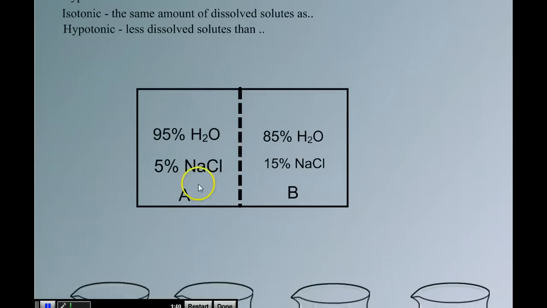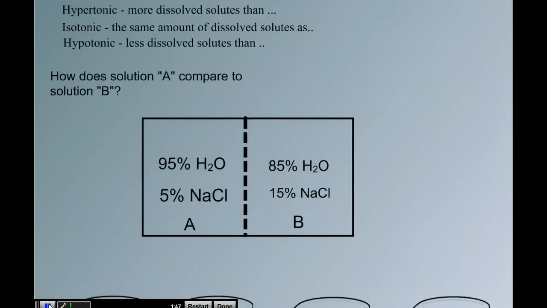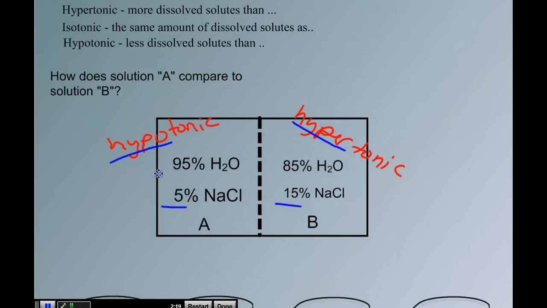So here I have two solutions, solution A and solution B. How do these two solutions compare to each other? We would say that solution A is hypotonic as compared to solution B, and solution B is hypertonic as compared to A. Again, it has to be in comparison. So we'd compare the amounts of dissolved solutes, 5% to 15%. So side A is hypo, it has less, and side B is hyper, it has more when compared to the other solution. Now we have to be careful because it's referencing the amount of solutes, not the amount of water. If we were referencing the amount of water, we wouldn't use the term tonicity, we would use something like water potential, but in that case we have to be careful. So always reference with tonicity the amount of solutes, not the water.